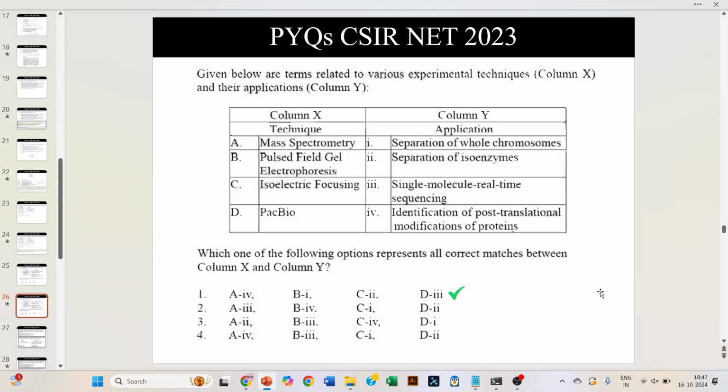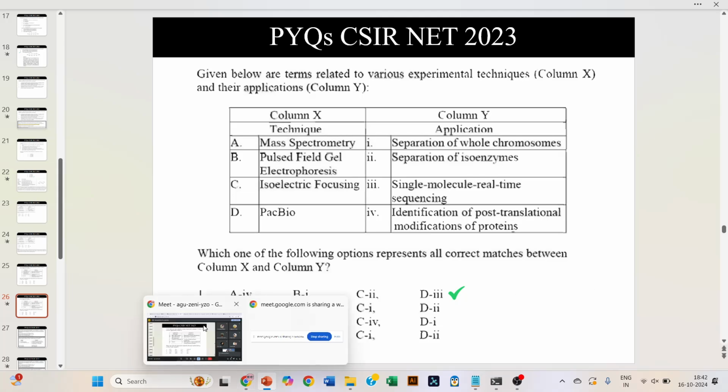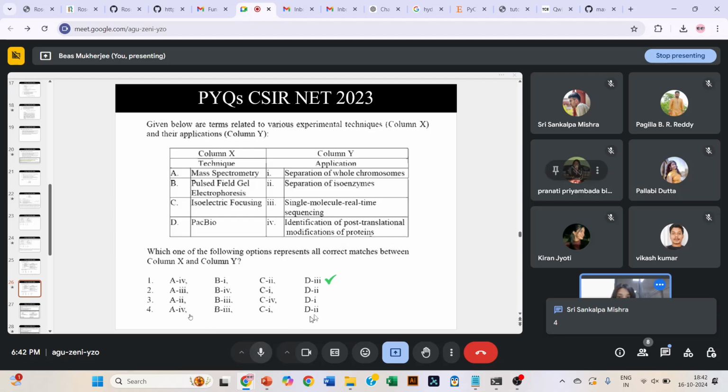The right answer is A. That is because, okay, no, it's not 4. It is 1. Why is it 1? Because mass spectrometry is used also to identify the post-translational modifications in a protein. The second thing is this PYQ, it's a DNA sequencing method.